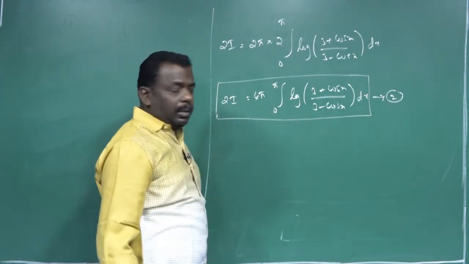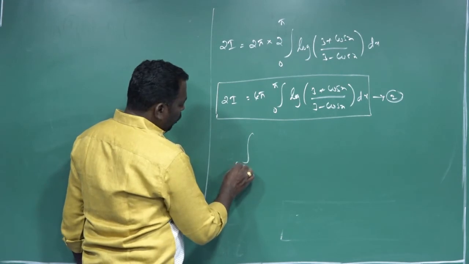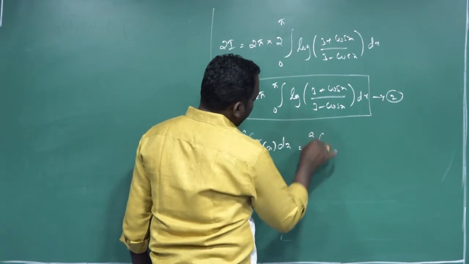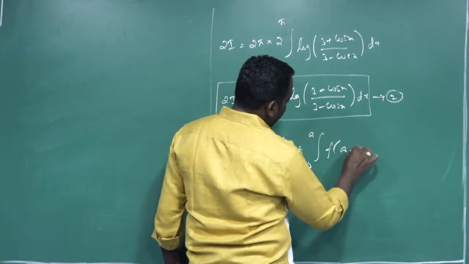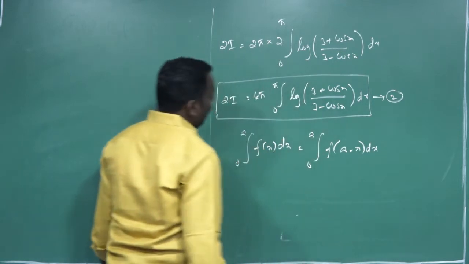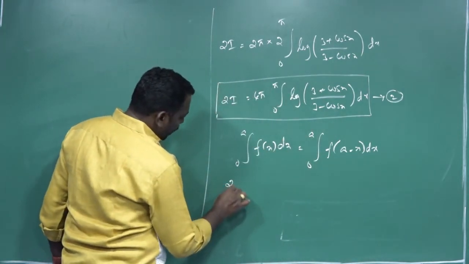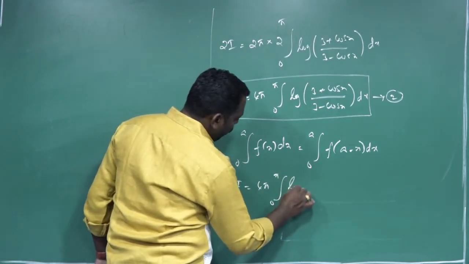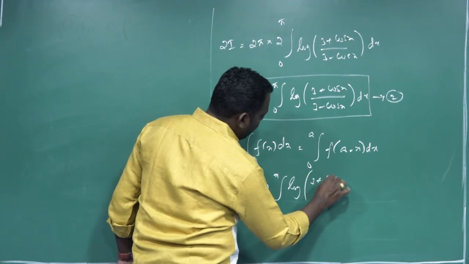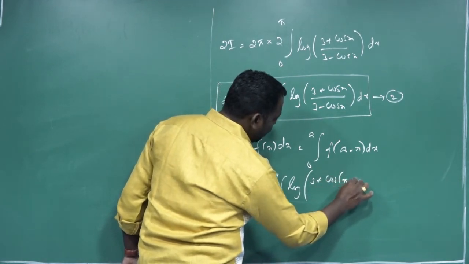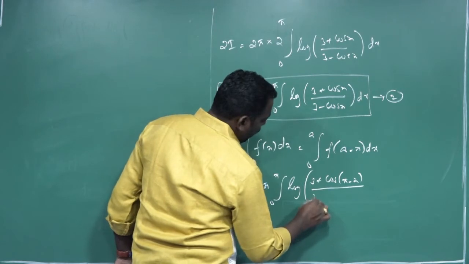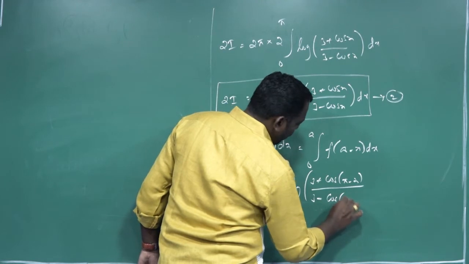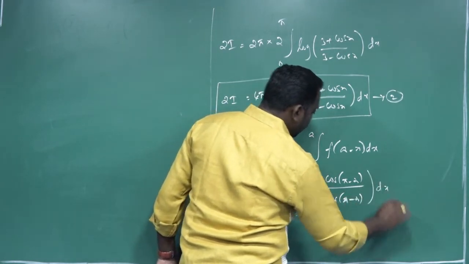The next step, we just apply the integral formula: integral 0 to a of f of x dx is equal to integral 0 to a of f of a minus x dx. Applying this integral formula, 2I is equal to 4 pi integral 0 to pi of log of (3 plus cos of (pi minus x)) by (3 minus cos of (pi minus x)) into dx.